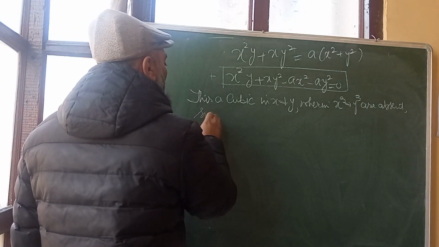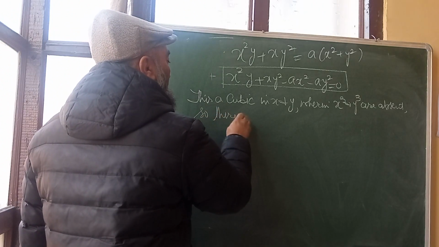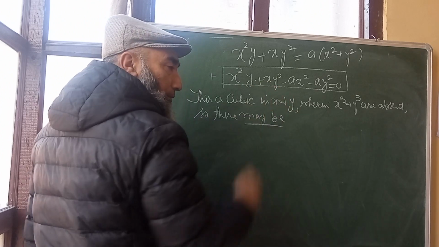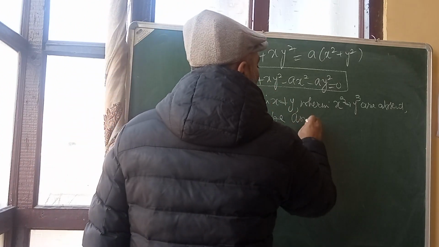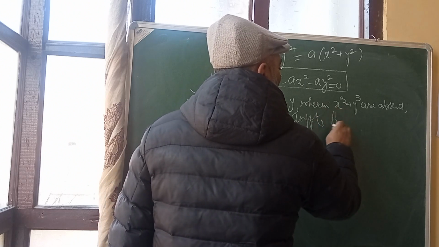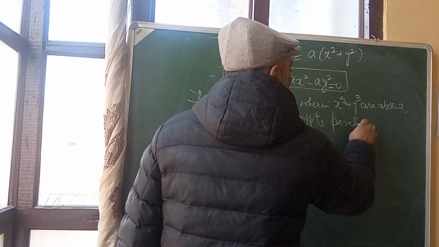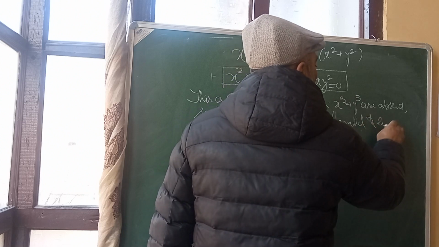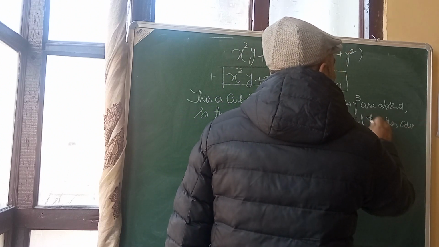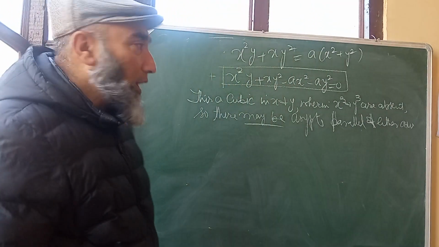So there may be asymptotes parallel to either axis. Either axis means x-axis as well as y-axis.